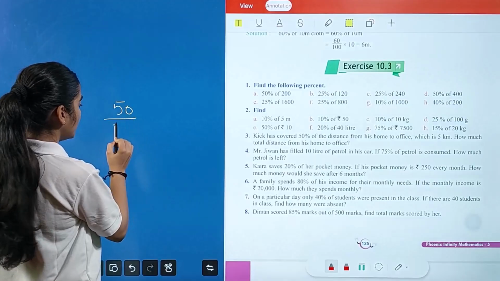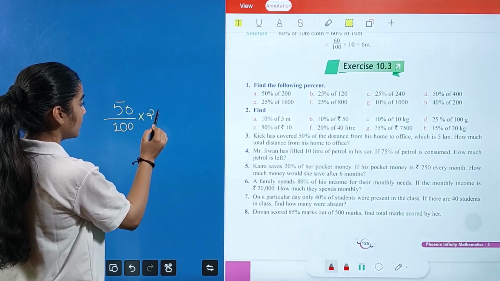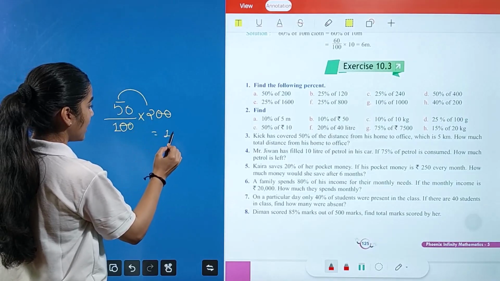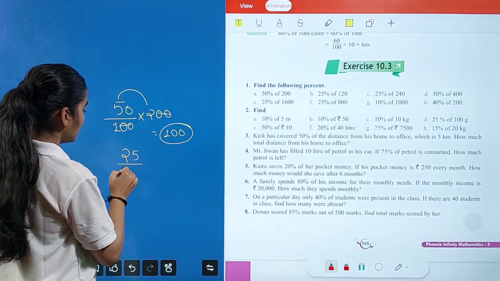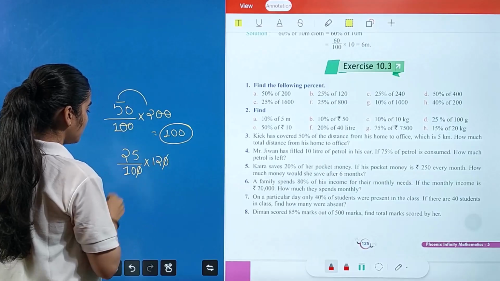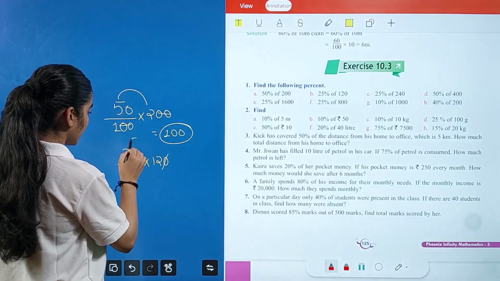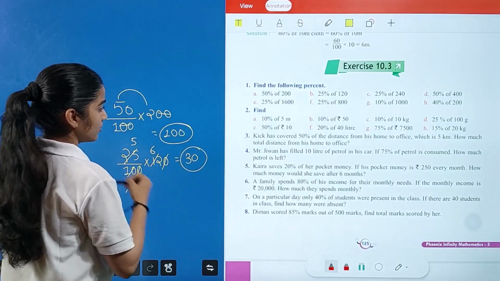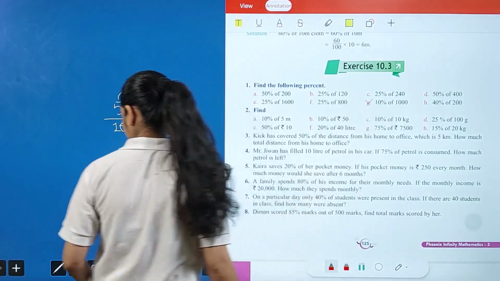50% of 200. So 50, by removing the percentage sign, we can write a denominator 100 and then we have 200. 2 zeros are cancelled out with 2 zeros, 5 2s are 10 and 0. So 100 is our answer. Now we have 25% of 120. So 0 is cancelled out with 0 and now here we have 2, 5s, 1, 6. Your answer is 30. One more example we can take. 10% of 1000.